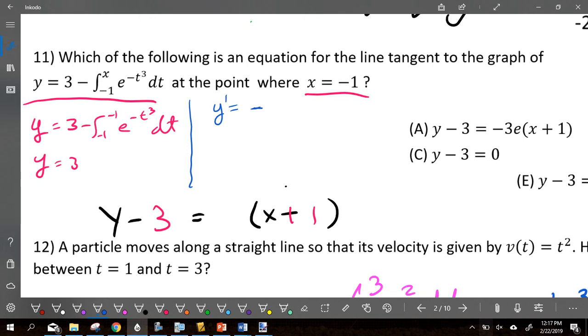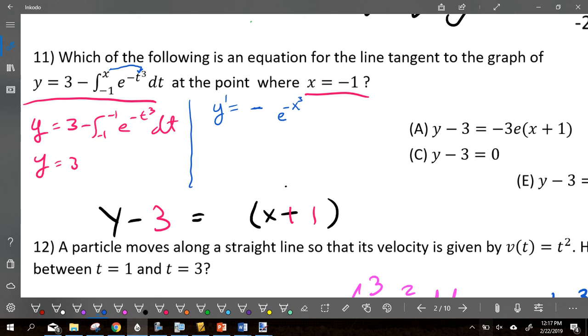To take the derivative of an integral, if x is in my upper bound, I can plug that in, negative, and so now it's e to the negative x cubed, and then I would have to multiply by the derivative of what I plugged in, but it was x, so it didn't matter. That is what y prime is.